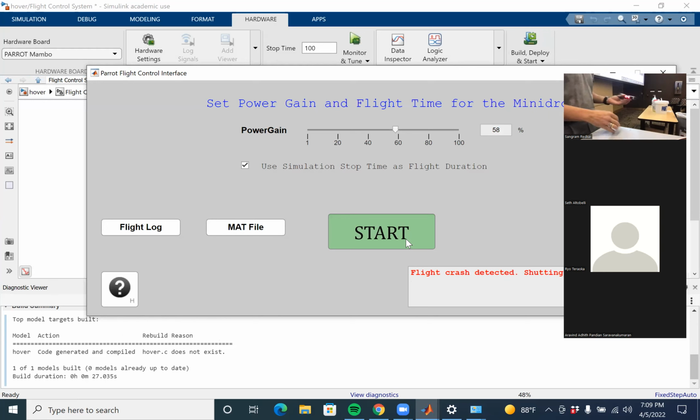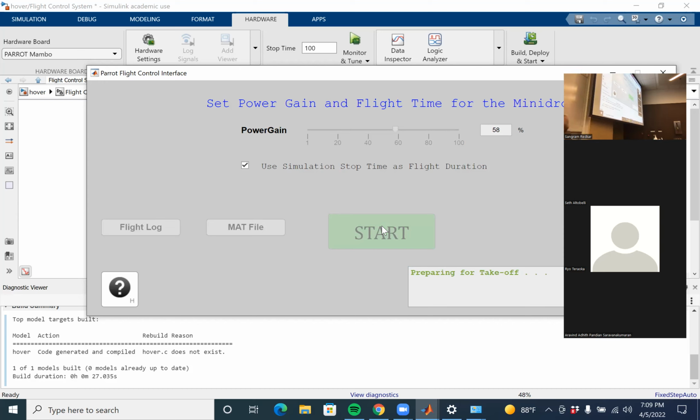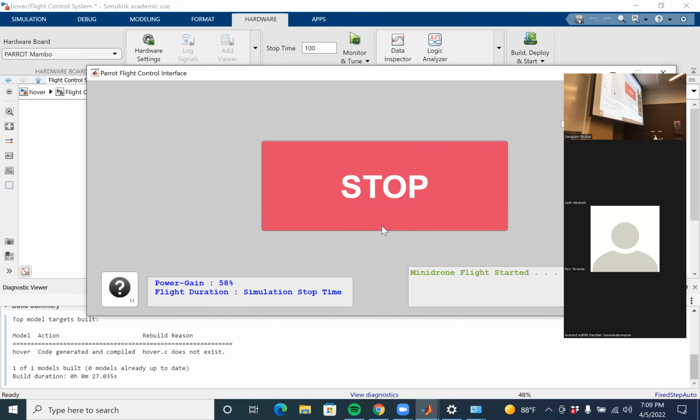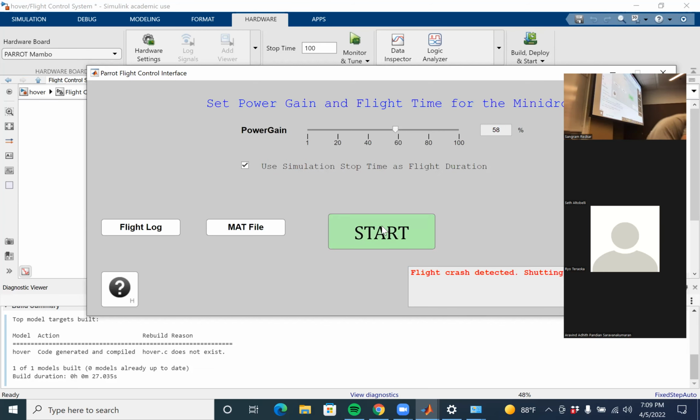I don't know if online students saw this, but actually Mambo is smart. As soon as there is a flag set up, as soon as there is a hit or something, the motors will stop. So can you see? Flight crash detected, so shutting down. That's why I like it. Yeah, so everyone saw the Mambo taking off. That is what you want to do.